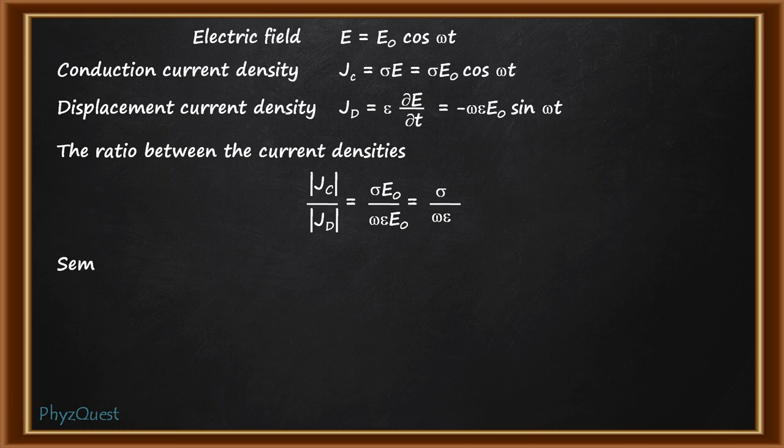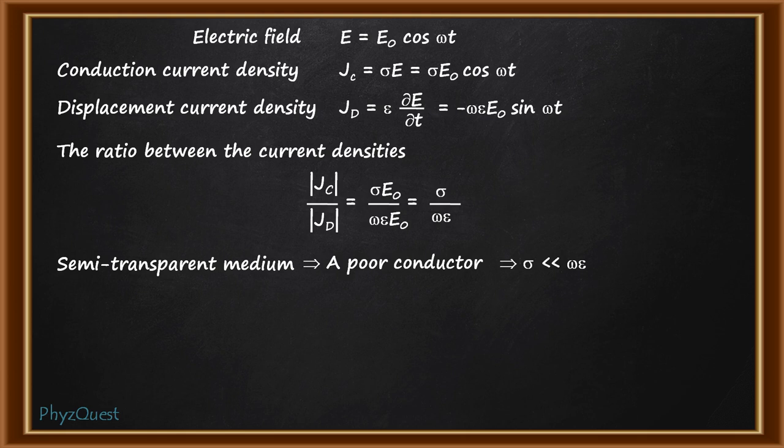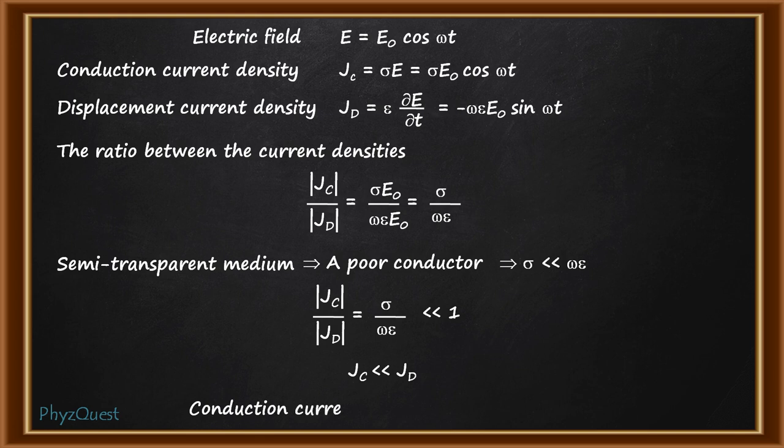So when we consider a semi-transparent medium, where a fraction of light is interacting with the medium, it means it is a poor conductor. Poor conductor means sigma is very less than omega epsilon. So the ratio, modulus of JC by modulus of JD, which is equal to sigma by omega epsilon, will be very less than 1. That means JC is very less than JD, or the conduction current is much less than the displacement current.